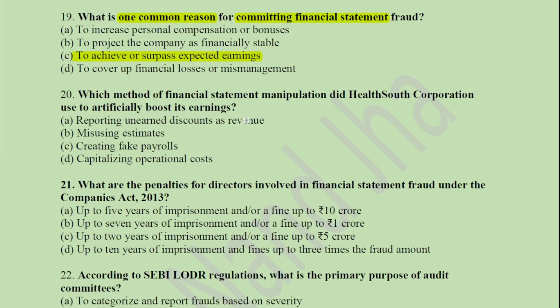Which method of financial statement manipulation does a company use to artificially boost its earnings? Reporting unearned discounts as revenue, misusing estimates, creating fake payrolls, capitalizing operational costs. This is the method to artificially boost earnings: capitalizing operational costs.